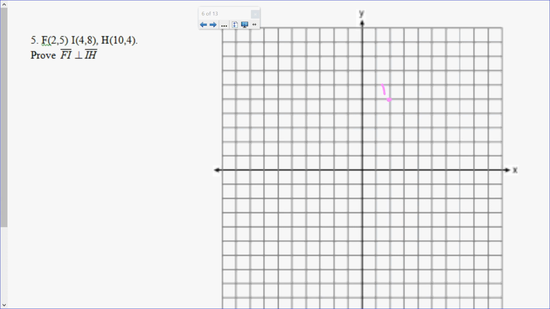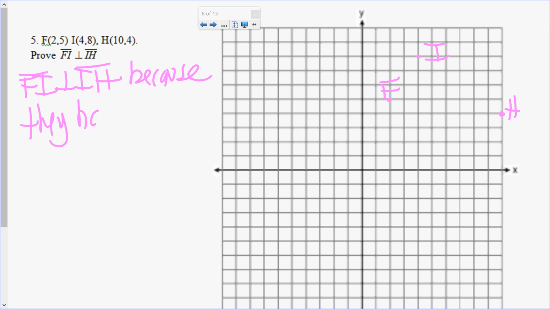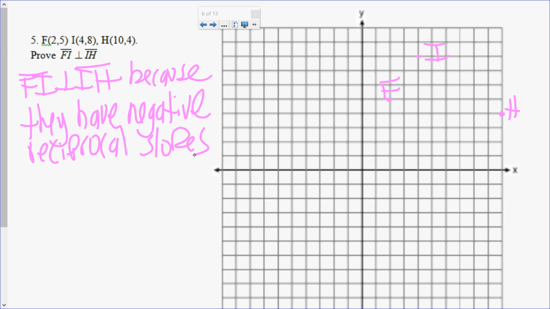Okay. F is (2, 5). I is (4, 8). H is (10, 4). It wants me to prove that FI is perpendicular to IH. So FI is perpendicular to IH. Perpendicular lines have negative reciprocal slopes. So I'm going to say that they're perpendicular because they have negative reciprocal slopes. So now, I've got to find the slopes. Slope equals delta y over delta x.